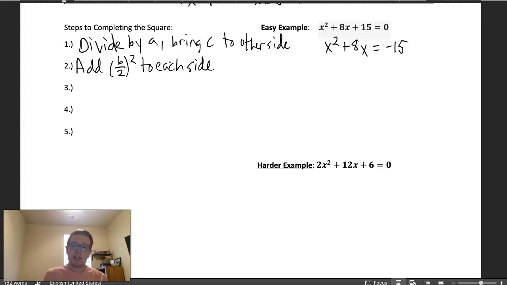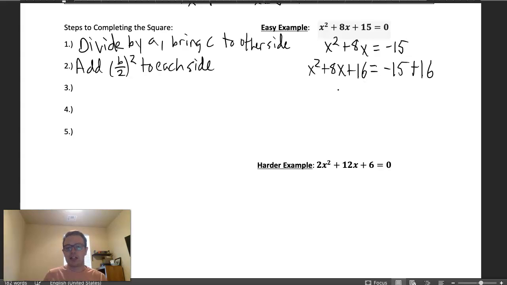Now, why b over 2 squared? Well, it's going to allow us to turn this into a completed square, or allow us to factor this into a completed square. So what's b over 2? 8 over 2 is going to be 4. Squared is going to be 16, so we're going to add 16 to both sides. So we get x squared plus 8x plus 16 will be equal to minus 15 plus 16.